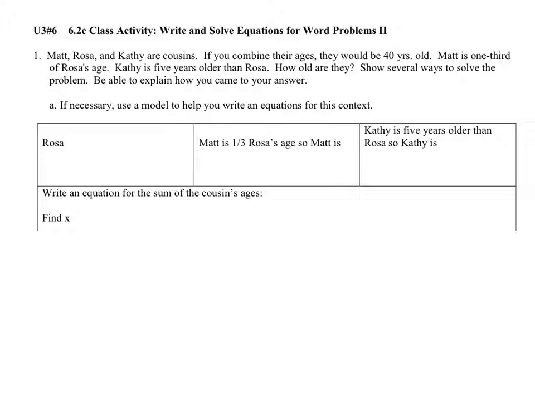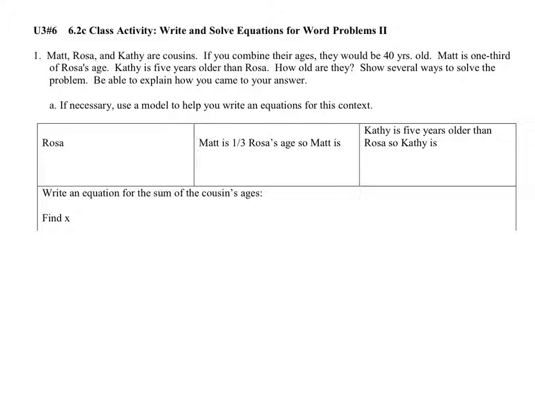Matt, Rosa, and Kathy are cousins. If you combine their ages, they would be 40 years old. Matt is 1/3 of Rosa's age. Kathy is 5 years older than Rosa. How old are they? Show several ways to solve the problem. Be able to explain how you came to your answers.